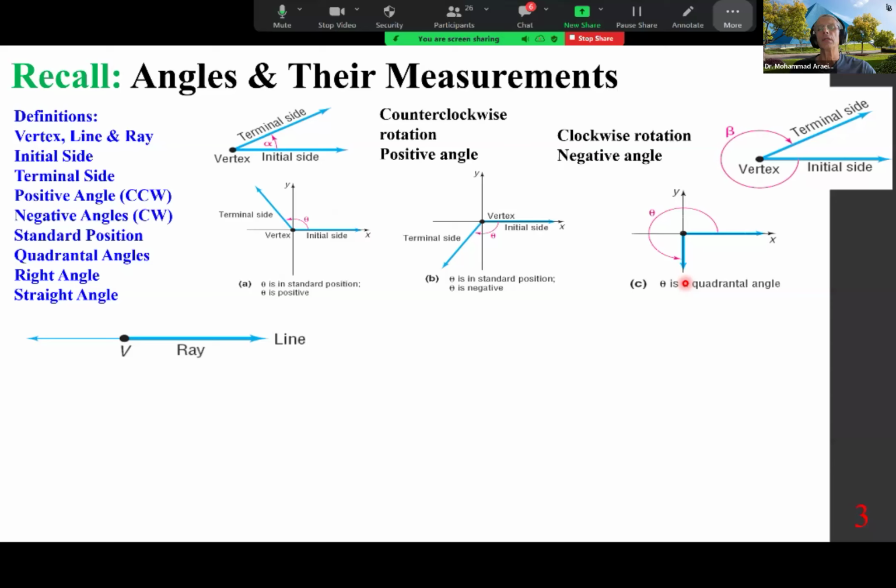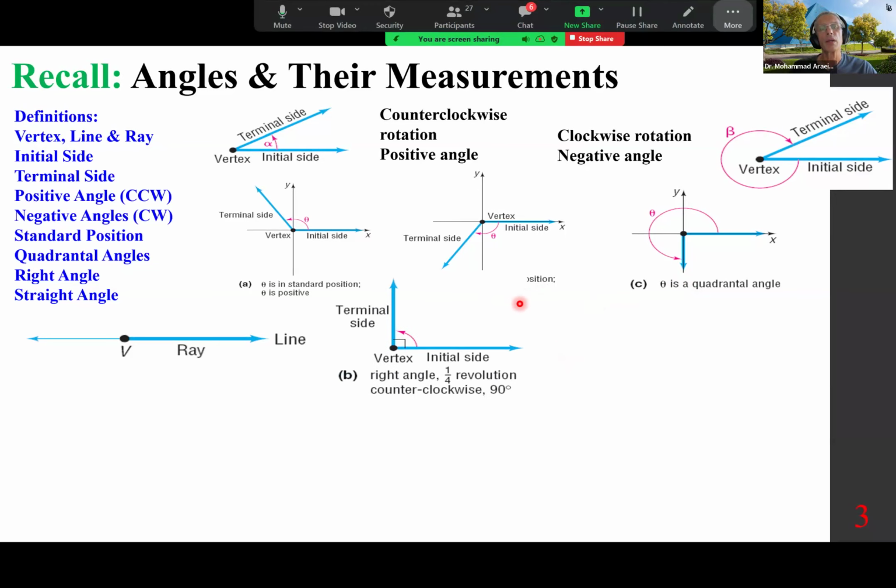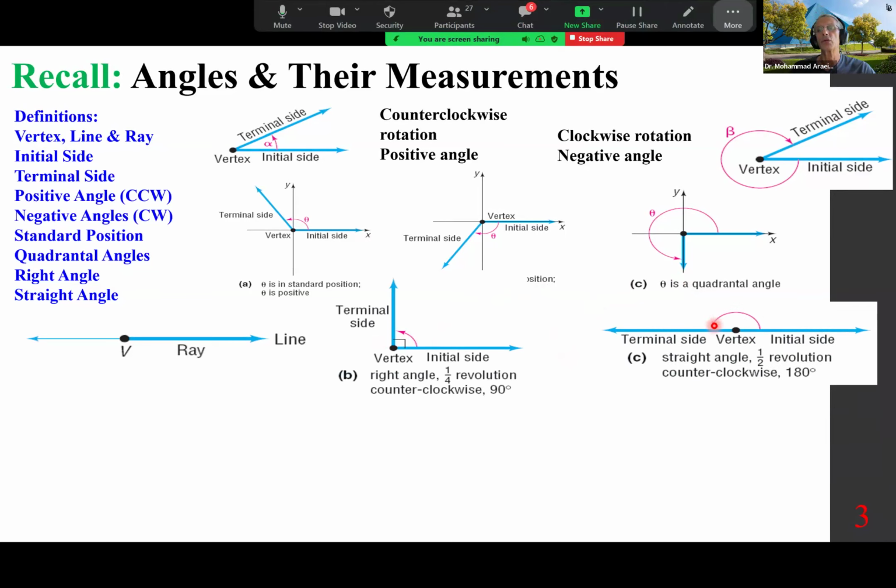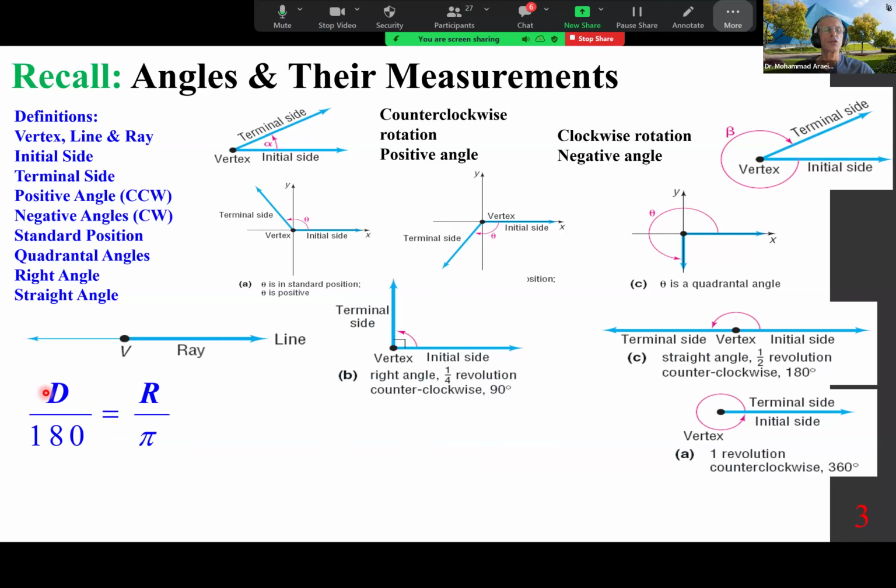Quadrantal angle: the initial side, as always, is along the positive side of the x-axis. The terminal side is along one of the axes, the positive or negative side of x, or the positive or negative side of y. One quarter of a revolution is 90 degrees, or a right angle. Half of a revolution is 180 degrees, or pi radians. A complete revolution is 360 degrees, or 2 pi. And the relationship between the two is D over 180 equals R over pi.